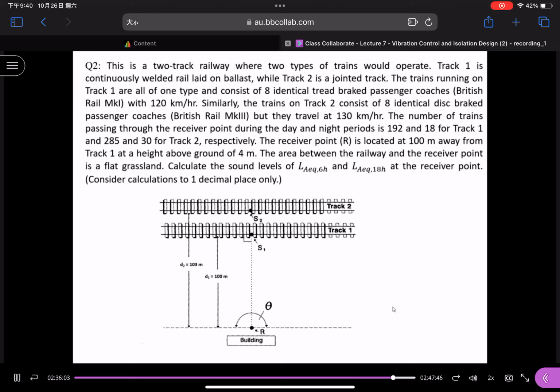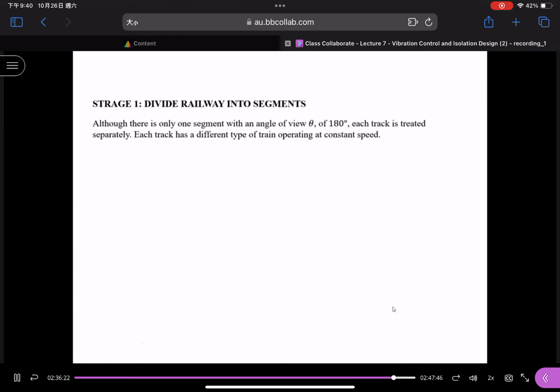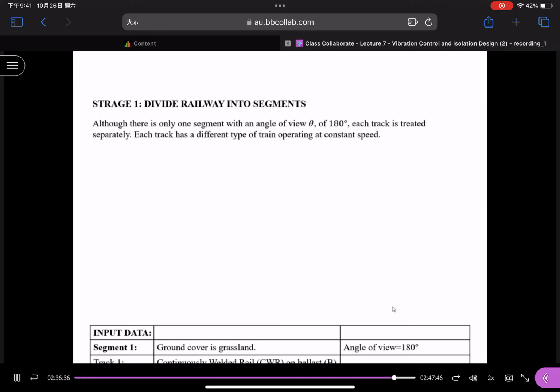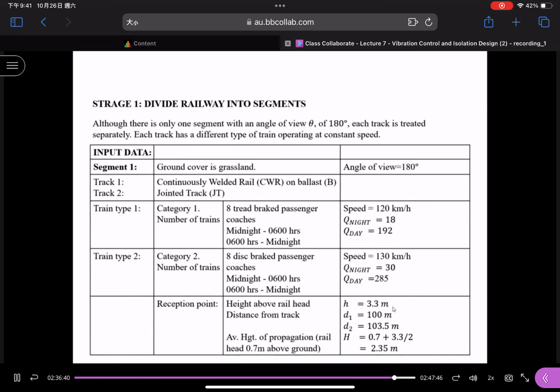The reception point to track number 1 is 100 meters away, and from the second one is 103 meters. Now we need to find out the total noise effects. How to do this one? First of all, there is only one segment. We do not need to divide into different segments in this case because there are no barriers or obstacles between the tracks and the reception points. And then you can list out all the information given in the question, such as the type of track, train types, the speed, and the numbers of trains during the daytime and at night.